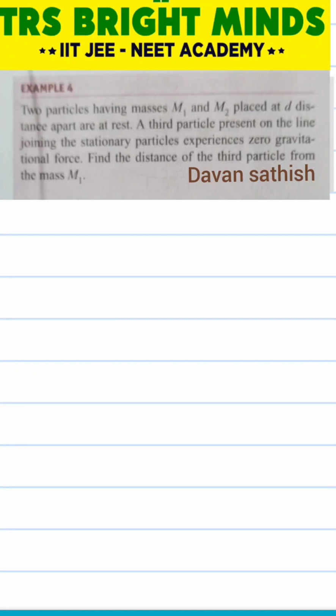Next question. You are given two particles of masses m1 and m2 placed at a distance d apart, at rest. So two objects are there. Here one object with mass m1, and this one with mass m2, separated by the distance of d. So they gave the entire distance between them as d.